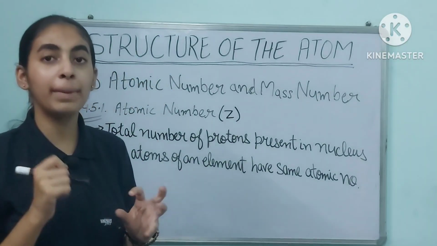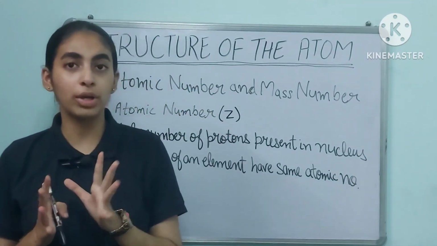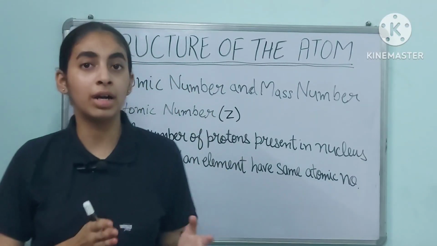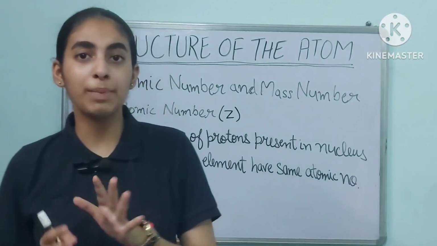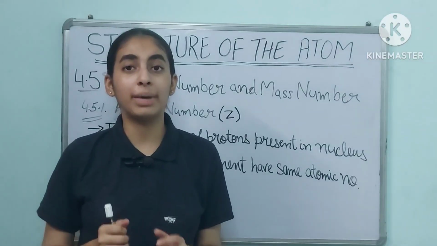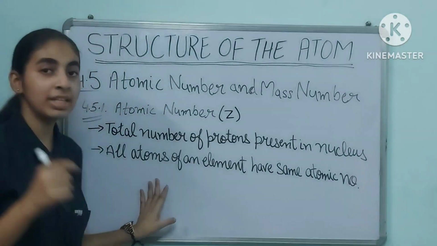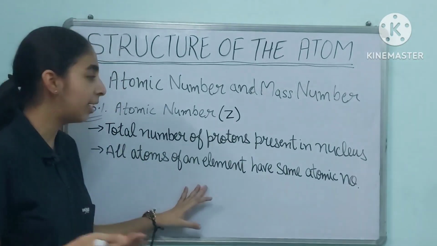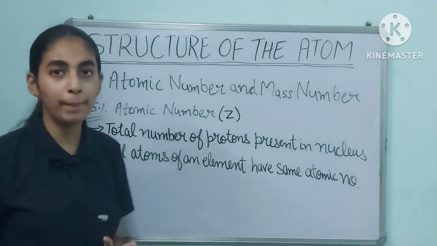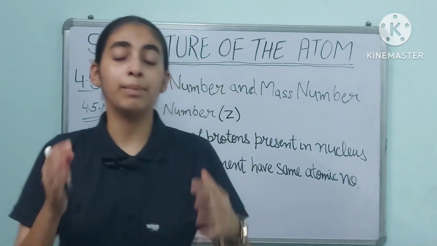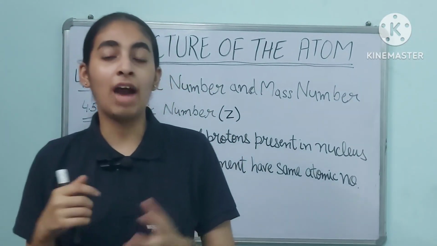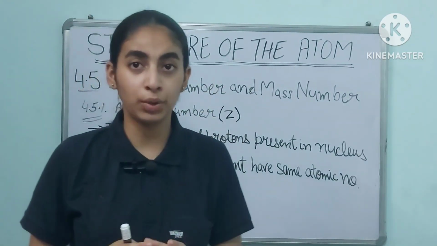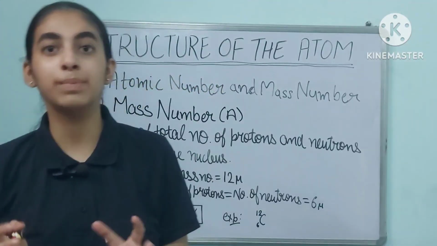For example, hydrogen atomic number is 1, because only one proton is present in the nucleus. Similarly, carbon atomic number is 6. Why? Because in carbon, 6 protons are present in the nucleus. That's why carbon atomic number is 6. So we know that all atoms of the same element, if we are talking about carbon, which is an element, all atoms of carbon have the same atomic number, that is 6. Similarly for hydrogen, all atoms of an element will have the same atomic number. So on the basis of the protons present in the nucleus, we write the atomic number. And next is mass number.